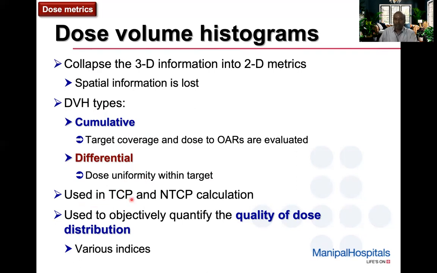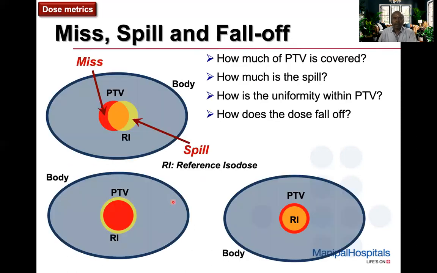Dose volume histograms are also used in calculating the tumor control probability and the normal tissue complication probability. They are also used to objectively quantify the quality of the dose distribution using various indices that we are going to see. For example, if the red color is the PTV and the yellow color is the reference isodose, what we want is a perfect overlap, but that will never happen. So there is always going to be a part of the PTV that is missed, and also a part of the reference isodose that spills onto the normal tissue.